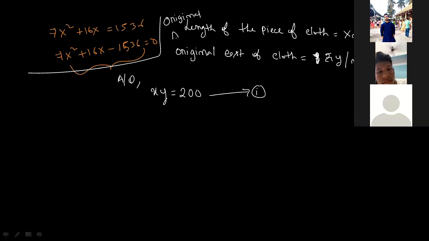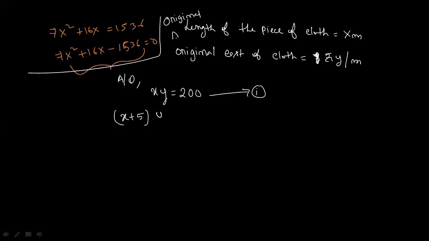That means x plus 5 into y minus 2 equal to 200. Now do one thing, solve this. It will be xy minus 2x plus 5y minus 10 equal to 200. Now we know the value of xy is how much? 200. So put the value.